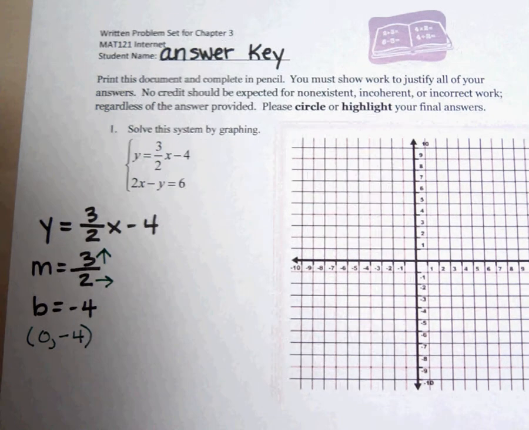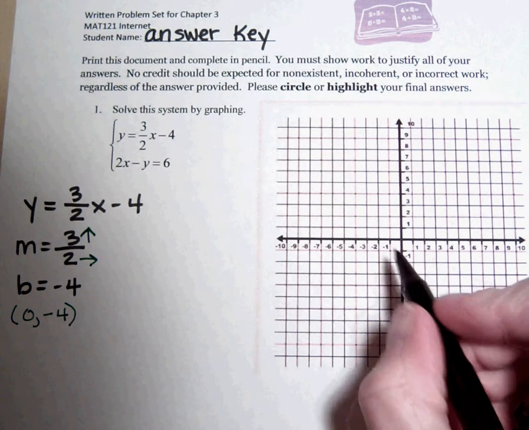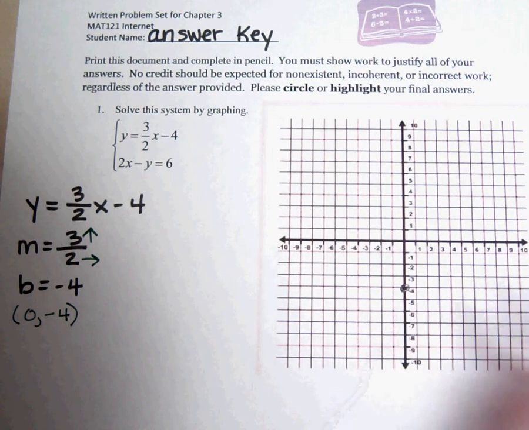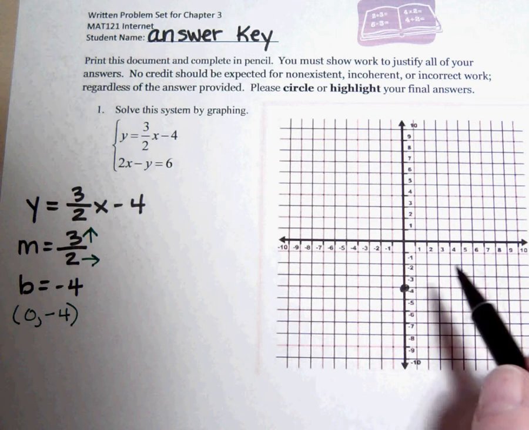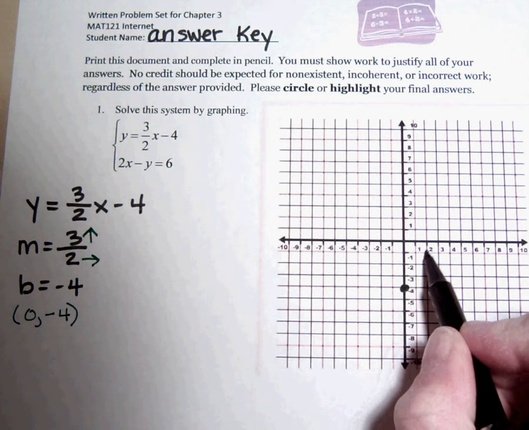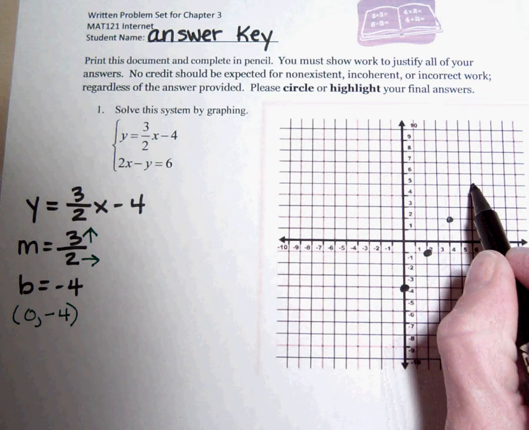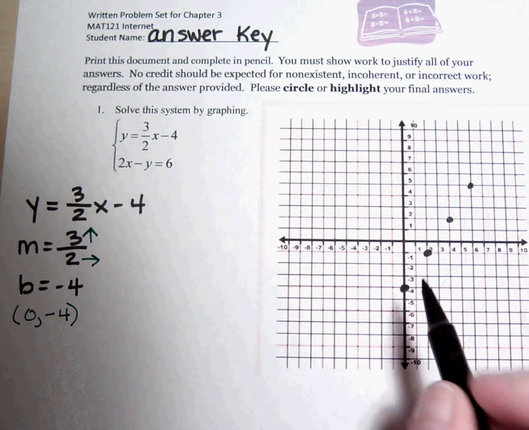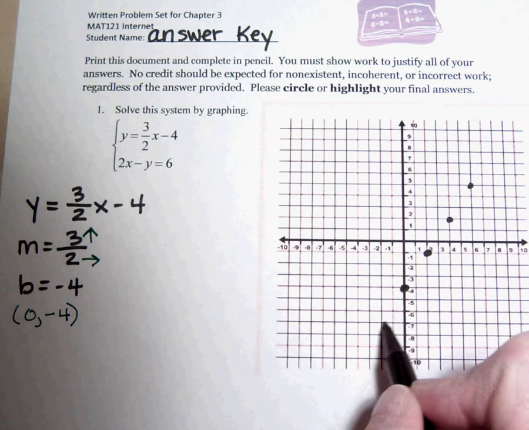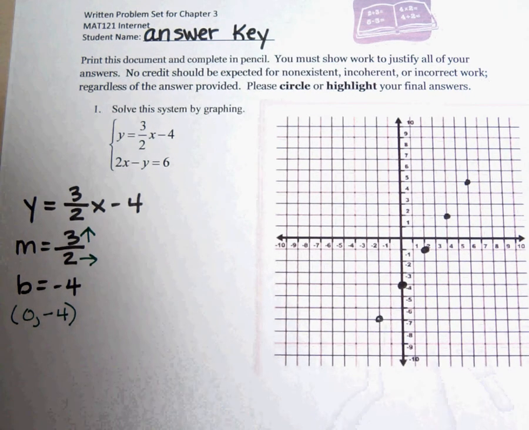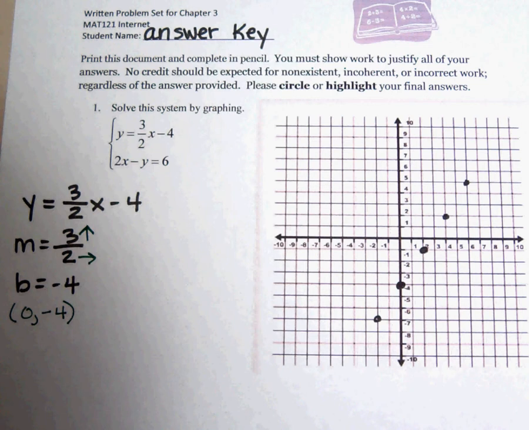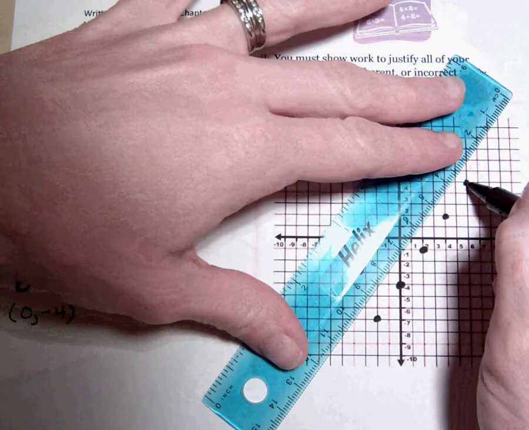So let's start at 0, -4. And now we're going to count up 3, 2 to the right. And we can also go down 3 and 2 to the left to get points on both sides of the y-axis. Okay, let's connect our dots with a nice straight line.